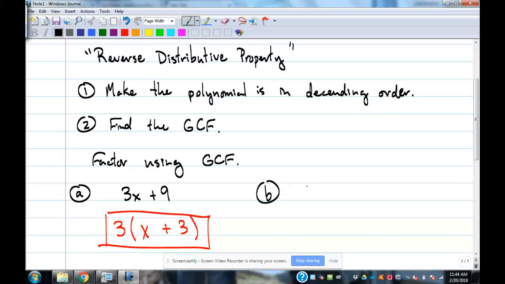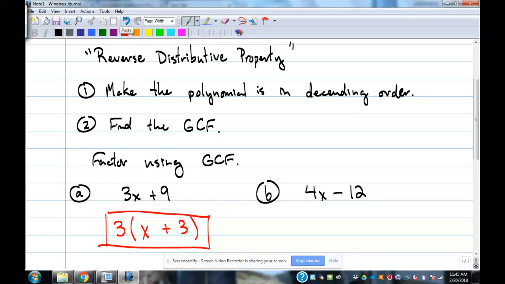All right, let's look at another one. Let's say it's 4x minus 12. Is that in the right order? Yeah, we got x's in the front, no x's in the back. Then we look at 4x and 12. What do they have in common?